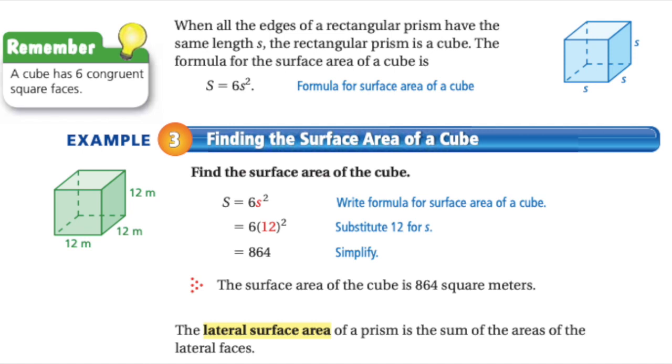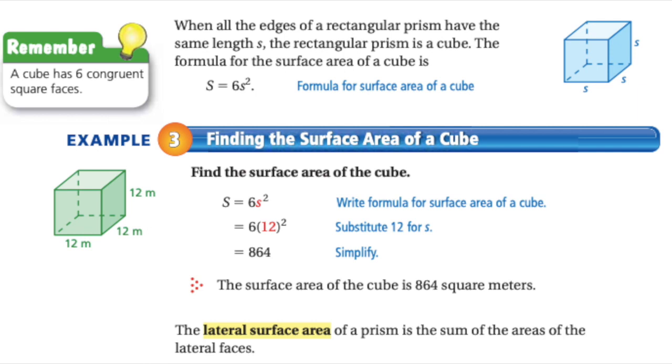Obviously we know that a cube has the same dimensions on every side. So the length, the width, and the height are all the same. That's what makes it a cube. Therefore, when you look at the formula specifically for a cube, the surface area is equal to 6 times the side squared, or side times side, since all of the sides are the same. The reason that it's 6 is because there's 6 faces.